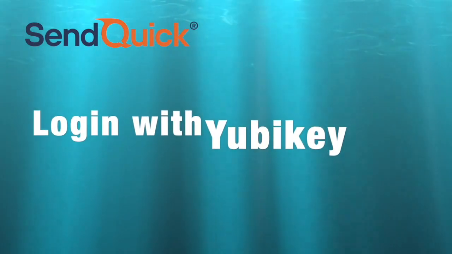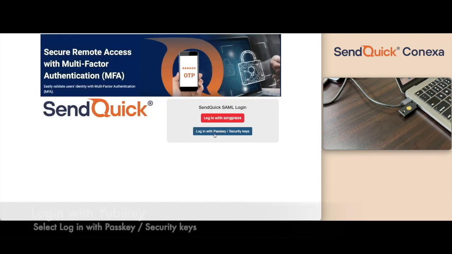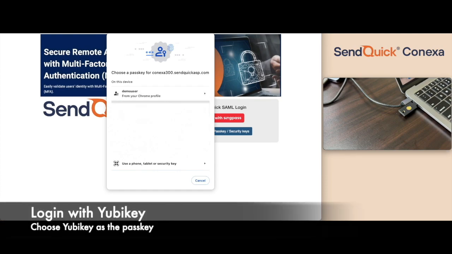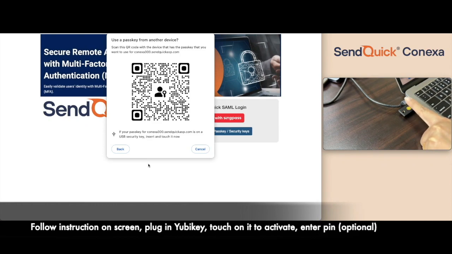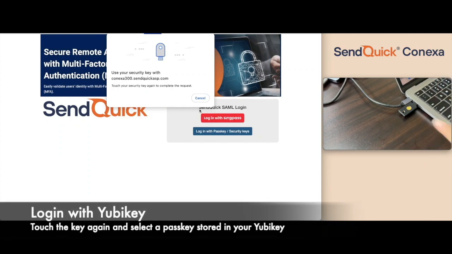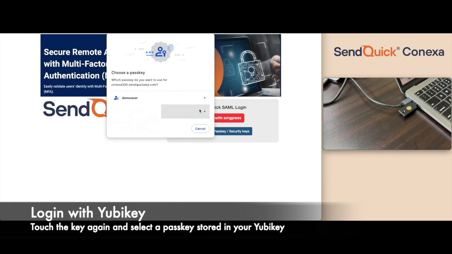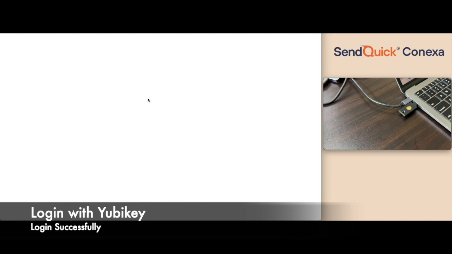Now we are going to use the registered YubiKey to log into our VPN. For this demo, we will use the passwordless method. Log in with passkey or security key. Select security key and follow the instructions on screen. Now plug in your key if you haven't done so and touch the key to activate. Enter the PIN to unlock and touch it again to allow Conexa to use your key. Select the passkey stored in your YubiKey profile and log in.